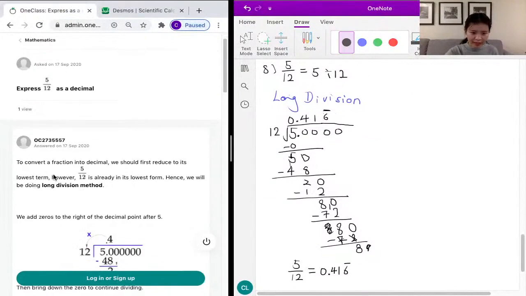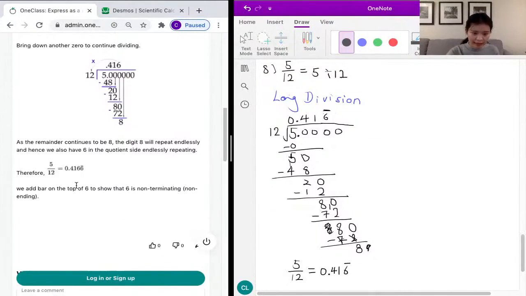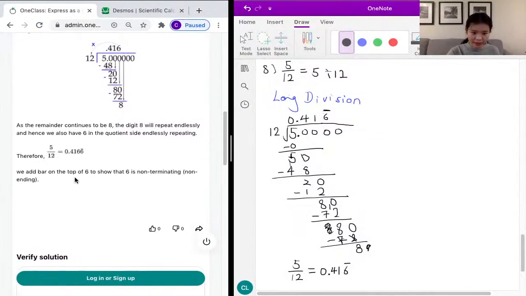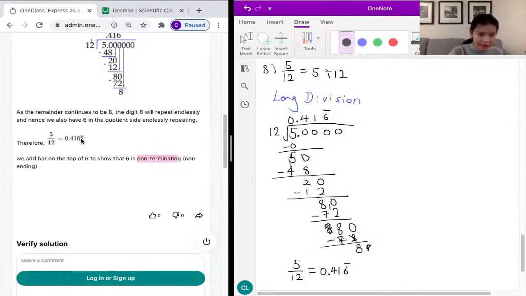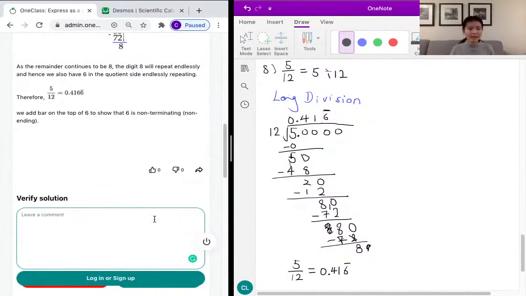The sample solution also uses the long division method because that would be the most straightforward method. And yes, they also had 0.416 repeating, meaning the 6 is non-terminating. They could have put the bar on the first 6 over here, but putting it on the other 6 is also okay. It's also correct, but it's not the convention, because conventionally we put the bar on top of the first 6.